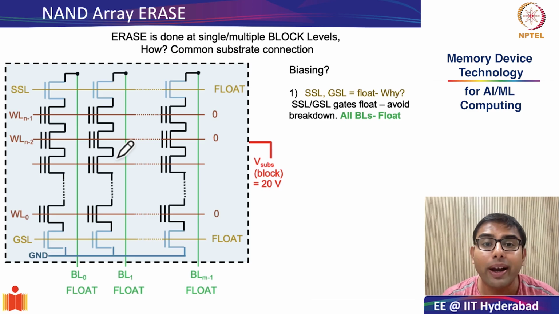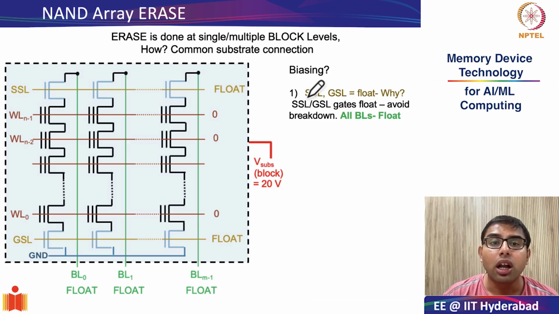Let's look very quickly at the biasing scheme. The first thing to note is that in the biasing schematic, the source select line and the ground select line are kept at floating condition. Why are the source select line and the ground select line transistors kept at floating conditions?